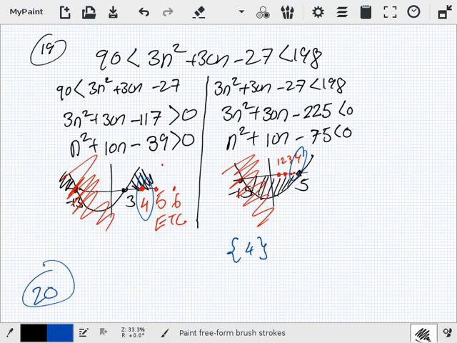Yes, if I changed it to this, I would have more answers, wouldn't I? What answers would I gain? I would gain a 3, and I gain a 5. Yeah, so I'd have 3, 4, and 5 as an answer then, yeah.